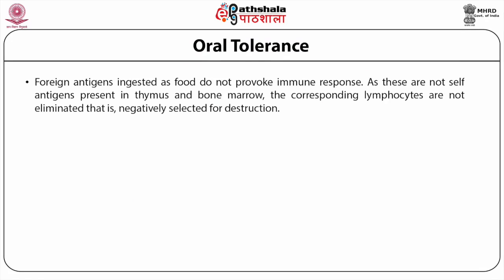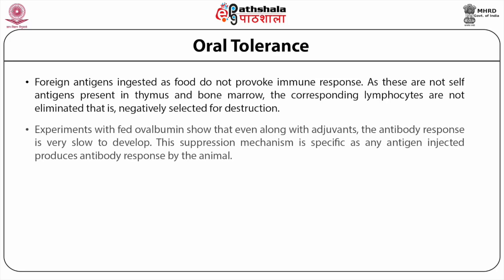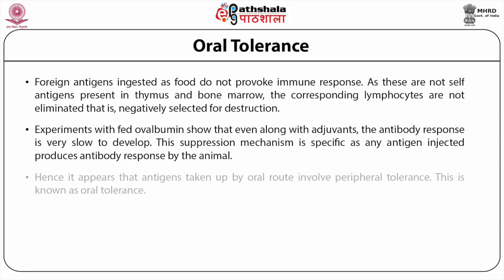Foreign antigens ingested as food do not provoke an immune response. As these are not self-antigens present in the thymus and bone marrow, the corresponding lymphocytes are not eliminated, that is, negatively selected for destruction. Experiments with fed ovalbumin show that even along with adjuvants, the antibody response is very slow to develop. This suppression mechanism is specific, as any antigen injected produces an antibody response in the animal. Hence, it appears that antigen taken up by the oral route involves peripheral tolerance. This is known as oral tolerance.